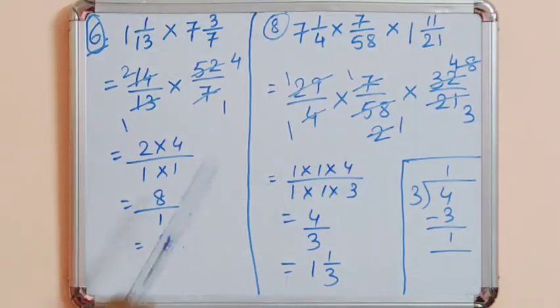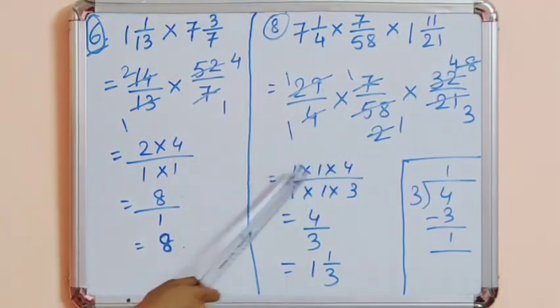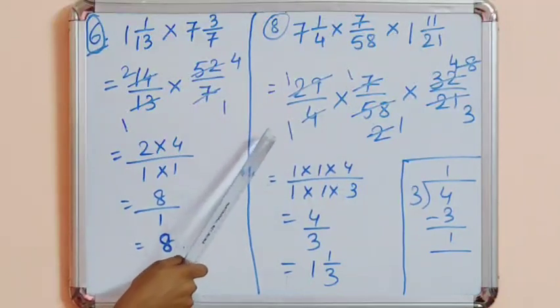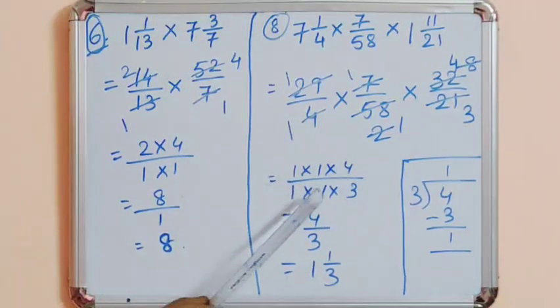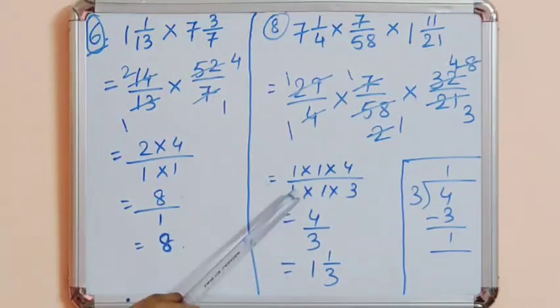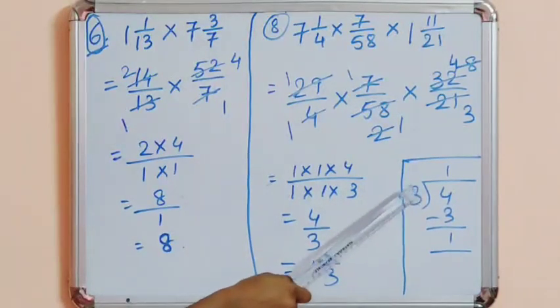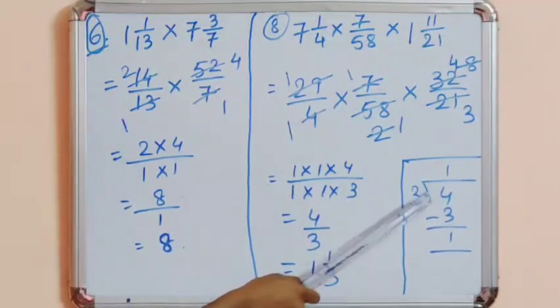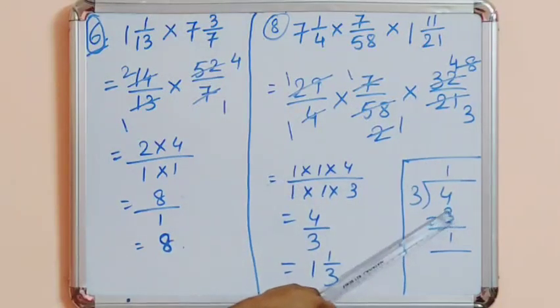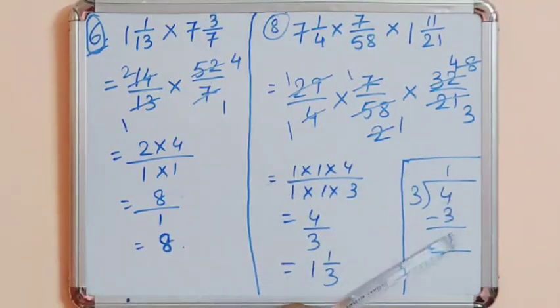So in the numerator we are left with 1, 1 and 4. So 1 into 1 into 4. And in the denominator we are left with 1, 1 and 3. 1 into 1 into 3. If you solve this, you will get 4 by 3. Since 4 by 3 is an improper fraction, again we will be converting it into mixed fraction. So we have to show the division in the rough column. You divide 4 by 3. You will get 3 ones are 3 and remainder is 1. So the answer will be 1, 1 by 3. 1, 1 by 3 is your answer.